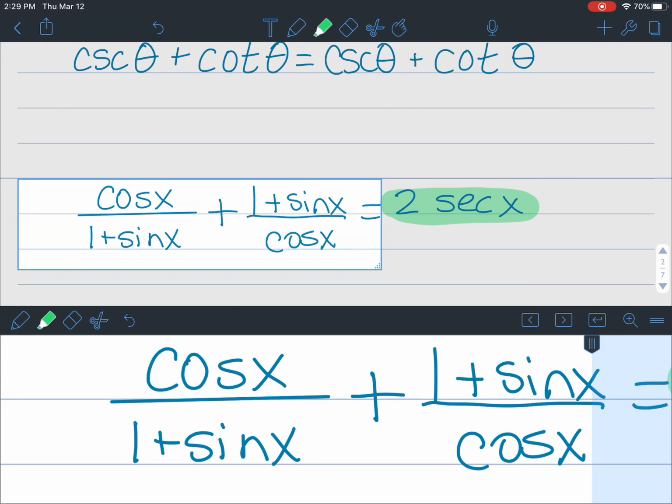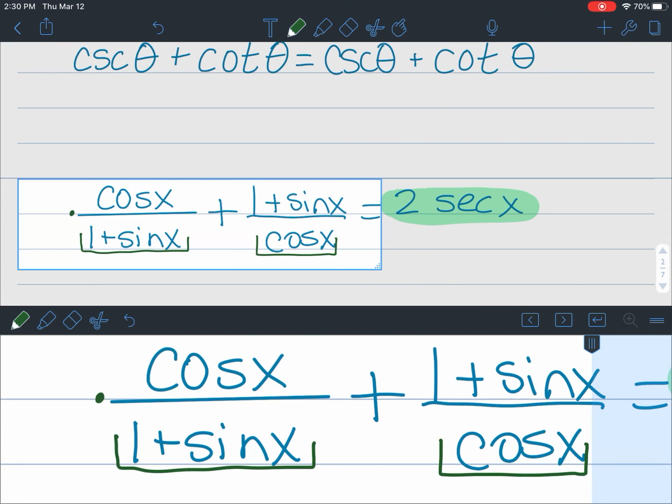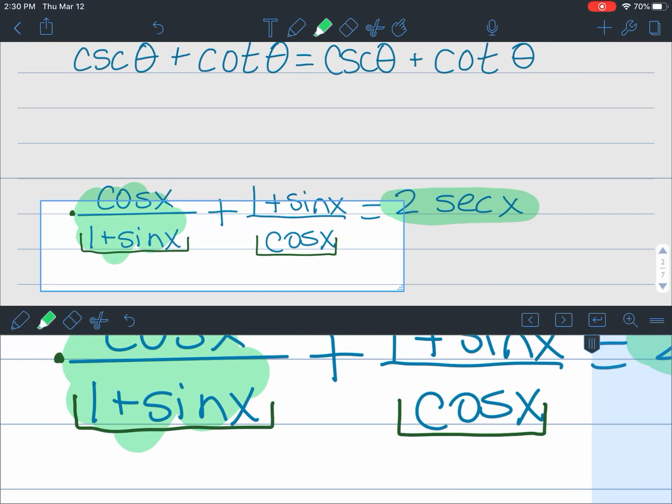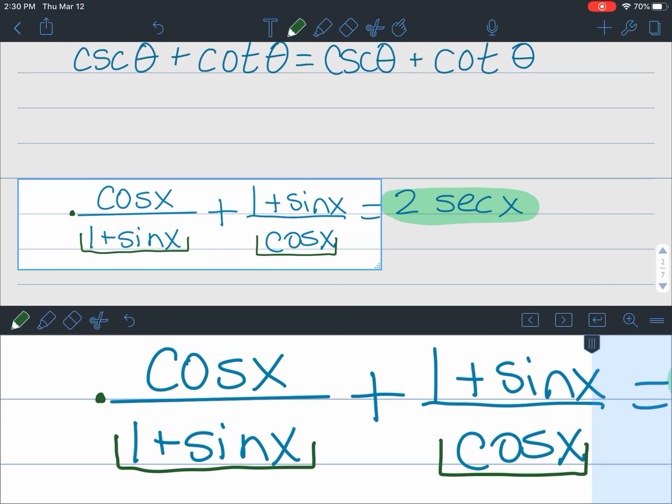And these fractions would have to have a common denominator in order to put them together. And they don't have one. And they don't even have anything in common. So the denominator of the first one is 1 plus sine x. And the denominator of the second one is cosine x. So the first fraction, this one right here, is going to need a cosine x on the bottom and a cosine x on the top.